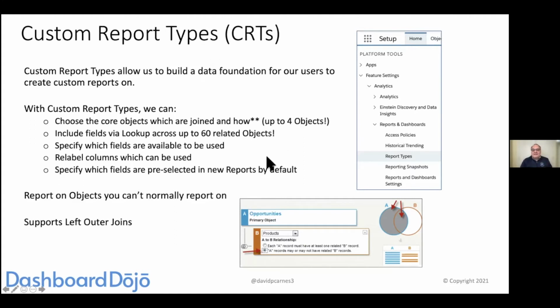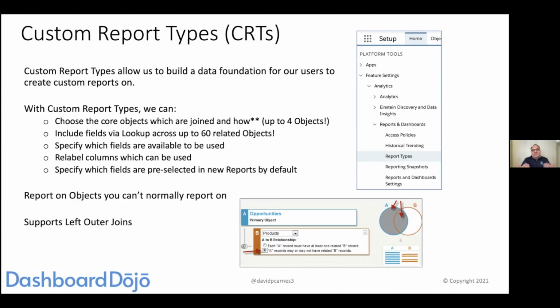This is fantastic. All right, so what is a custom report type? Well, we said that report types are a reporting foundation. Well, that's true of a custom report type as well, except we're in the driver's seat. We can say what's on it and what's off of it. We can define which fields are selected as columns by default. We can remove fields. We can relabel fields. We can specify which objects are included and how. So we've got a number of things we can do.